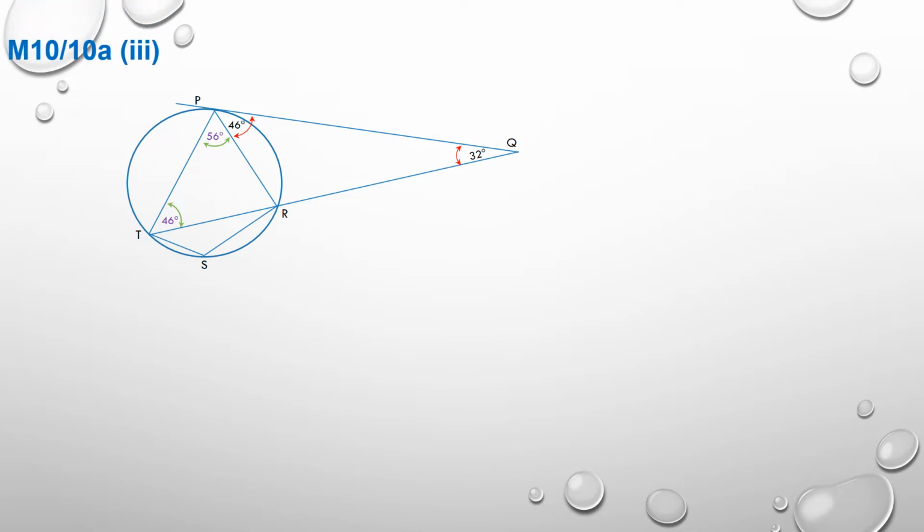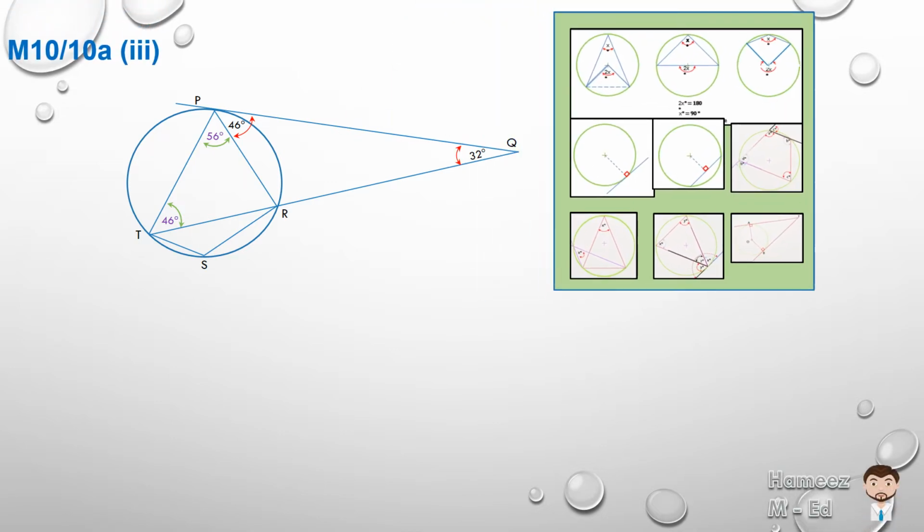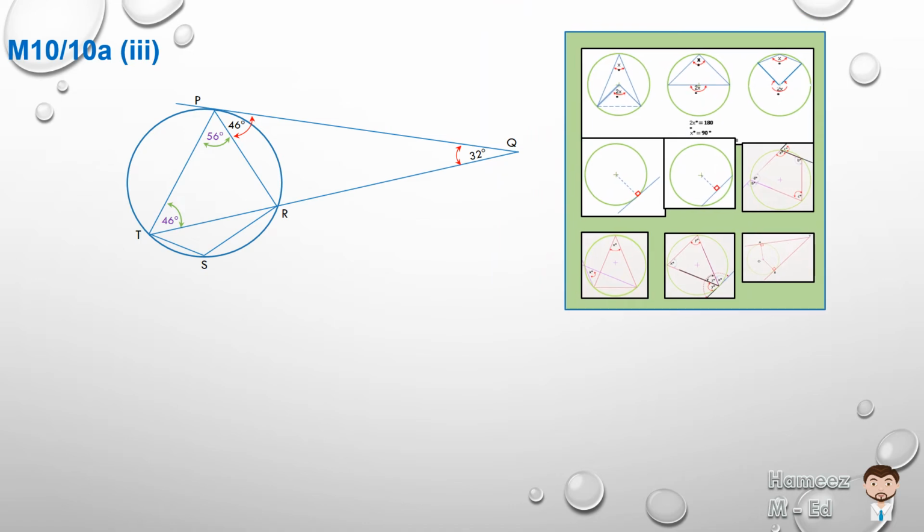So let's make sure we have the angles 46 degrees and 56 degrees, which we found in parts 1 and 2, in our diagram. And in part 3, calculate angle TSR. And where is that angle? That's the angle at the base of the four-sided figure, the quadrilateral.